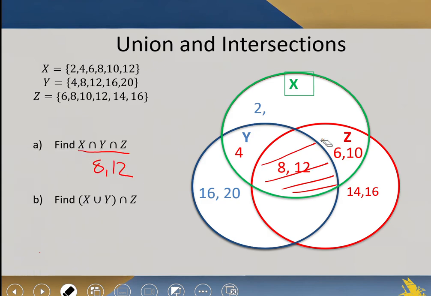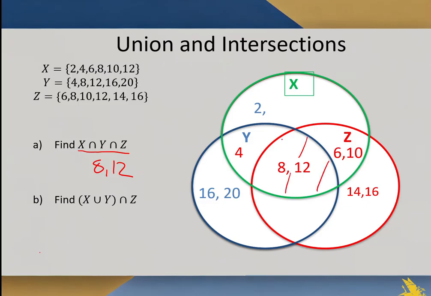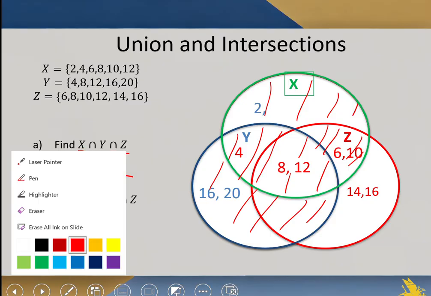I'll erase this. Then the next part says find X union Y intersect Z. So X union Y is this area here, because this is my X area. So X or Y. I've also got X here, and I've also got Y here. Now, out of that area, what part intersects with Z?